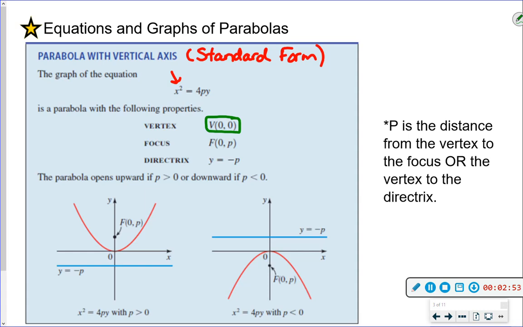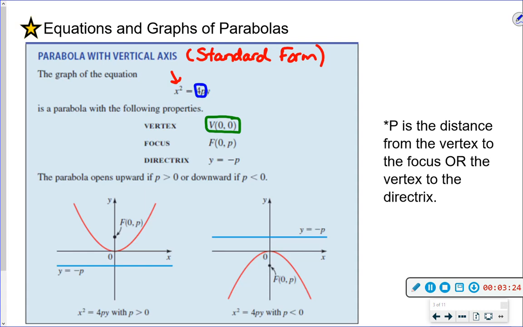Now, notice too, they talk about this p-value, or you have this 4p in here next to y. Now, p is super important. That's always going to be one of the first things I find, because p is the distance, my little side note here, from the vertex to the focus, or the vertex to directrix. Because remember, the vertex is in the middle. So if I figure out p is 2, I'm going to go up 2 and then down 2. And I can equally draw the directrix and my focus. Piece of cake, I've got it.